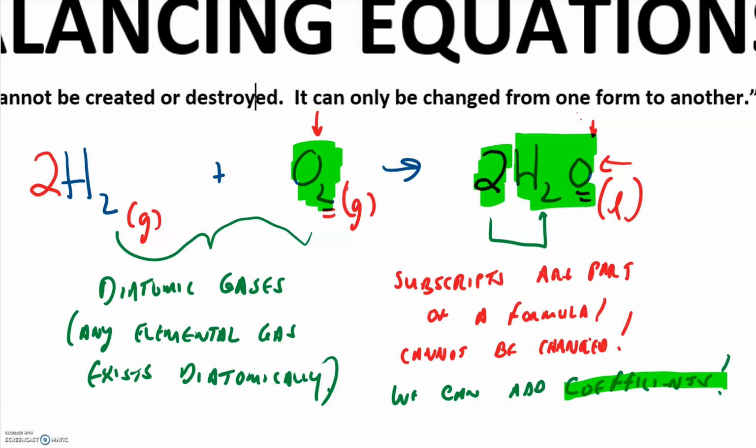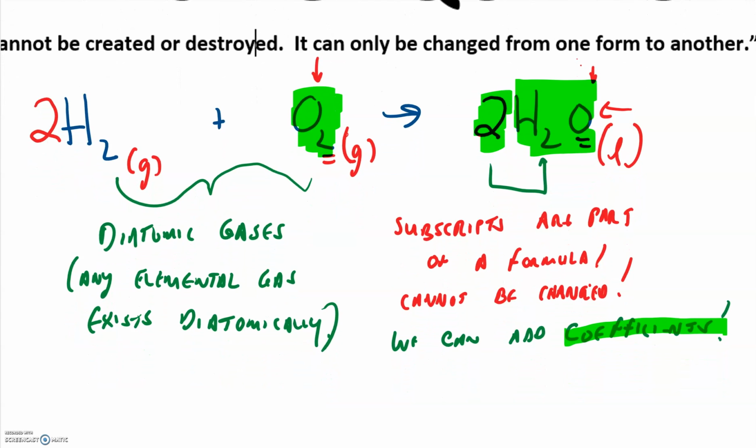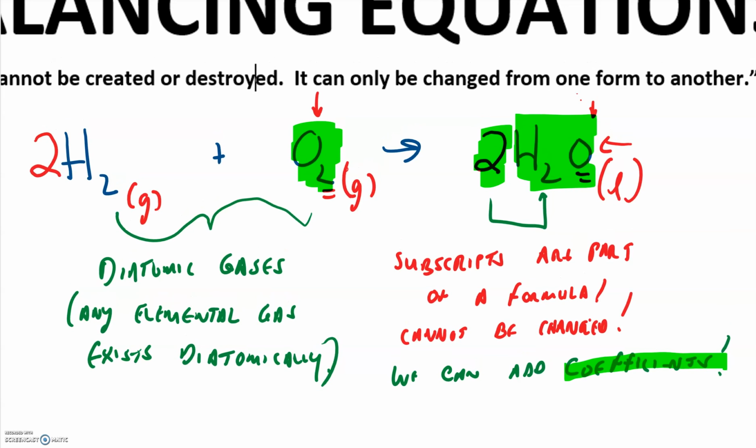So what I always do when I want to double check is I like to count these up. And I'll say, okay, we've got 4 atoms of hydrogen on this side, because 2 times 2. We have 2 atoms of oxygen here, and that means that there should be 4 atoms of hydrogen on this side, which there are, and 2 atoms of oxygen here. This equation balances.